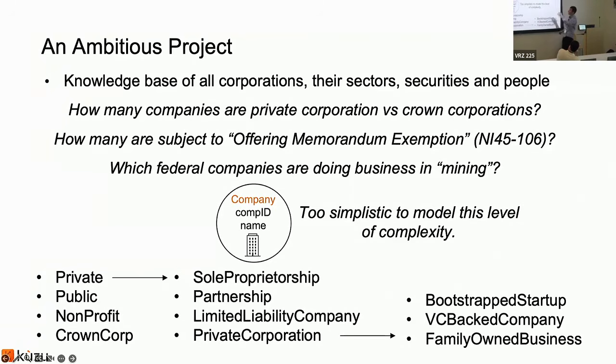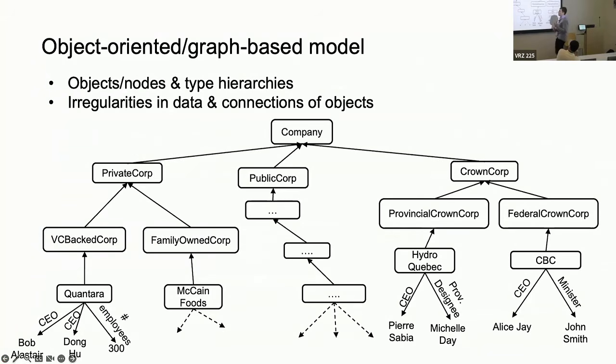I didn't even get into sectors or securities, and there are tons of different structures and securities as well. But the mere complexity necessitates that you can't really go for something super structured, like a property graph or a relational system. You really need something that's more object-oriented in a way, that gives you a lot of flexibility in terms of the irregularities in the data and connections of the objects. So you really need something like this conceptual hierarchy of what is a company, what it could be, a private company or a public corp or a crown corp, and so forth. So some kind of conceptual taxonomy of what things are.